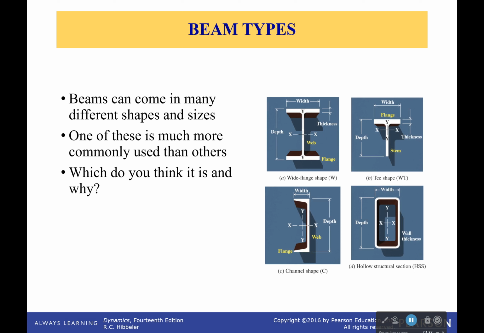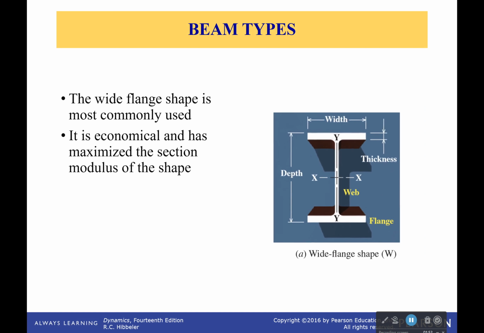But as I said, those beams, they come in many different shapes and sizes. If you look at these 4 types right here, which surprisingly enough, you'll be able to find appendices and tables of all of the properties. Which one do you think is most commonly used? The wide flange shape is actually most commonly used. Now, why is it a W instead of an I? I really think it should be an I. Come on, that looks like an I to me.